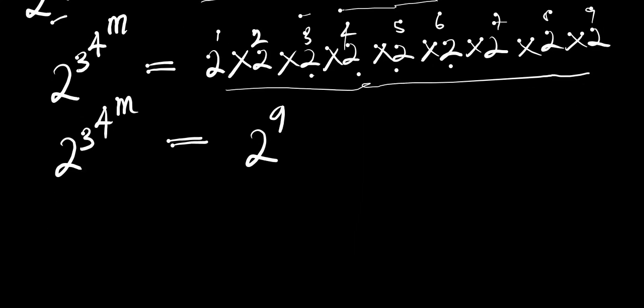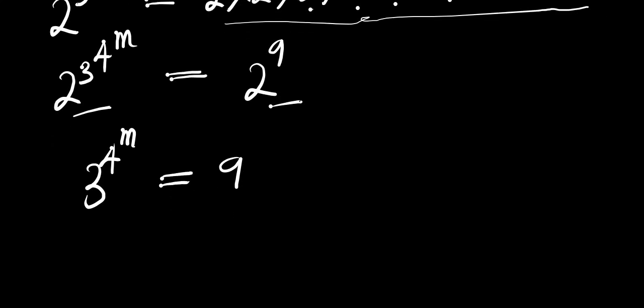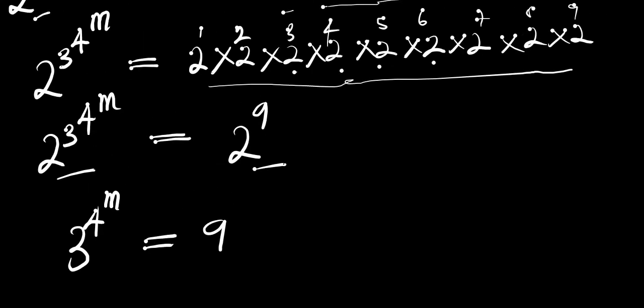So that is it. Now, if you look at what we have here, the bases are the same. So when the bases are the same, what do we do? We compare the exponents. So that means we are now going to have 3 to the power of 4 to the power of m, and this equals 9. So what next? The same thing we did here is the same thing we are going to do here now.